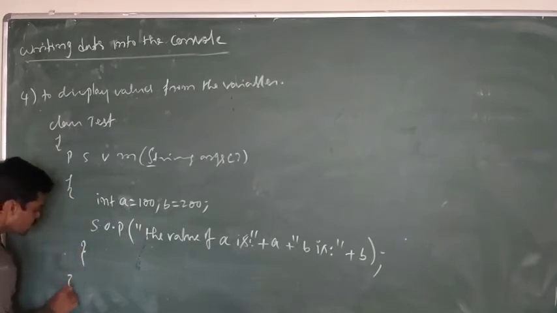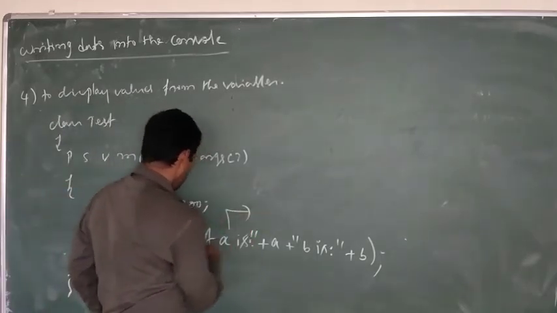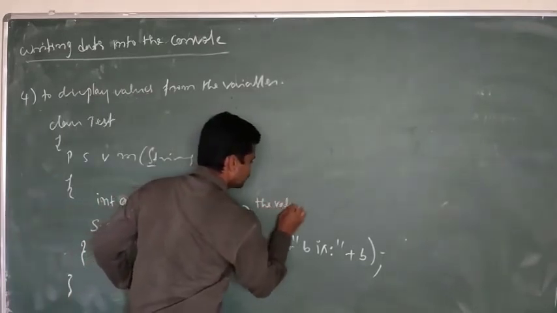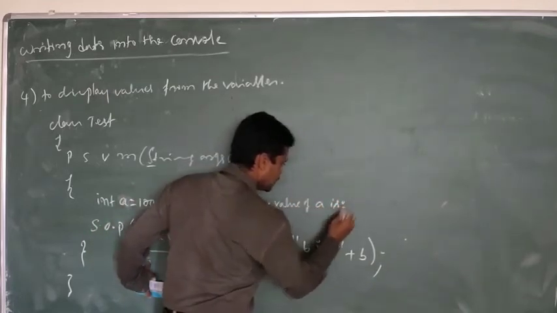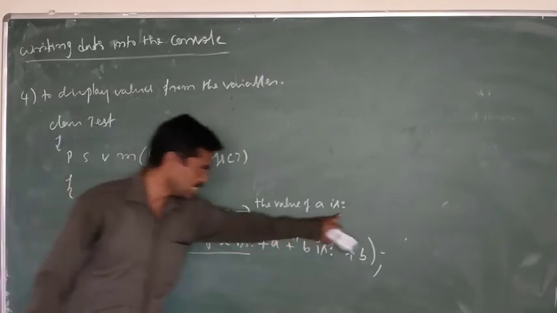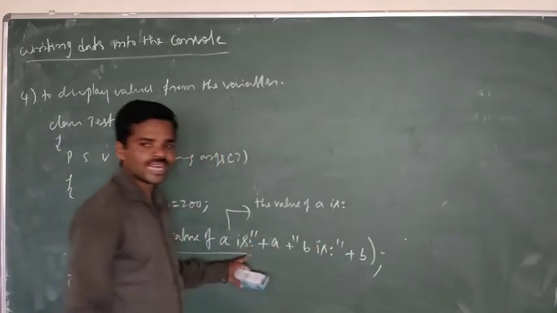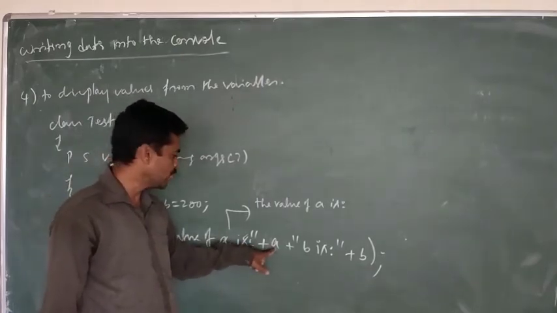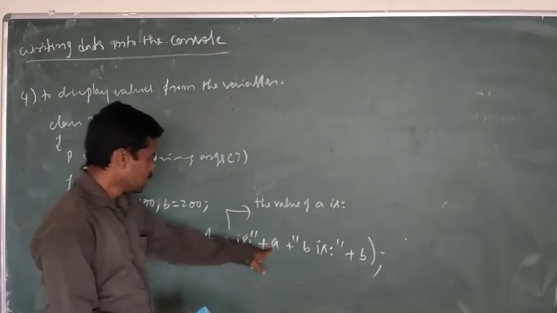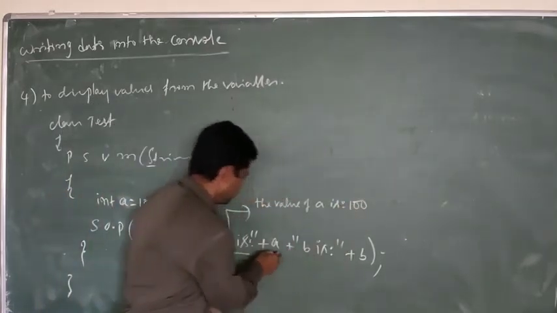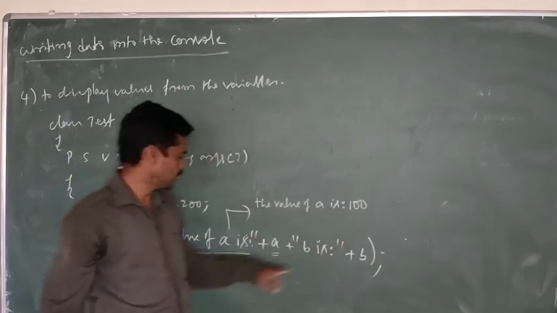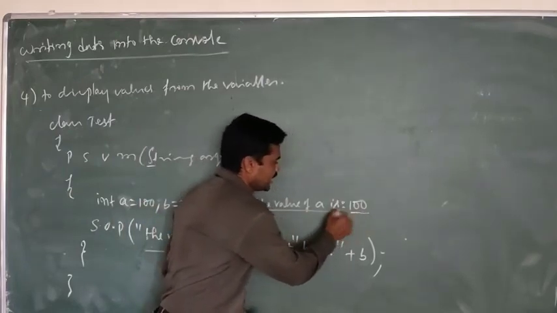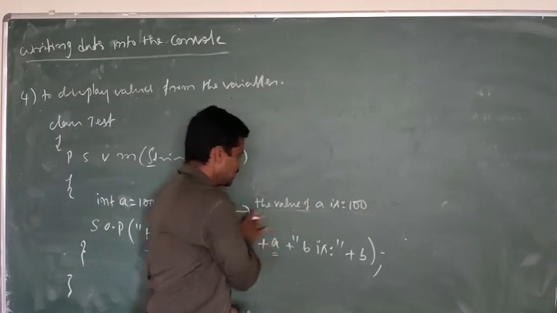Finally close the main method and close the class. See what the output is. Whatever is in the double quotes will be displayed on the screen as it is: the value of a is. After that, plus a. Plus means what? Concatenation. This quoted string is concatenated with the variable value. What is the value of a? 100. So 100 will be displayed in the place of a. This plus is joining this and this and displaying them as a single string.